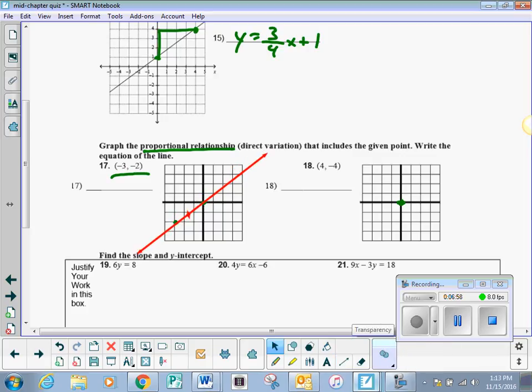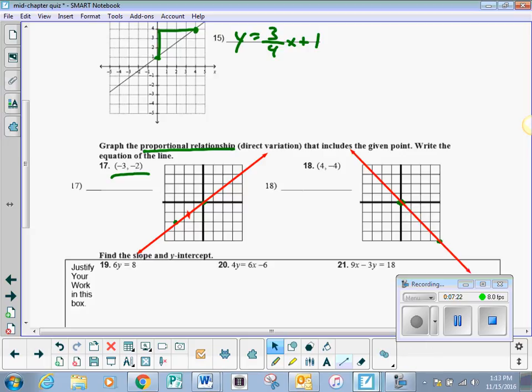So a lot of you did -2, -3 for some reason. I don't know why. Austin's like, I don't know either. That's weird. Okay, 4, -4. Same deal here.